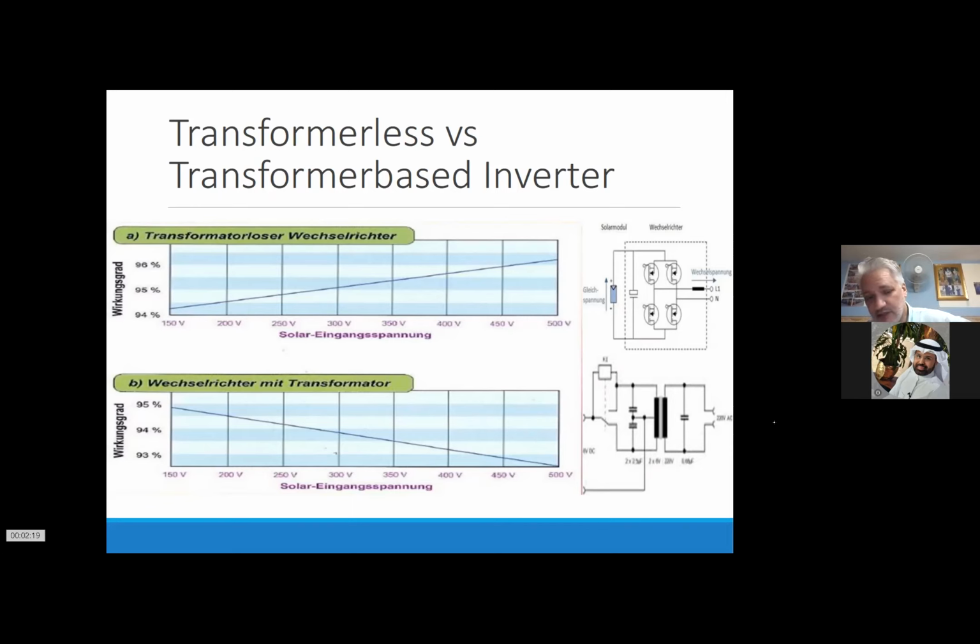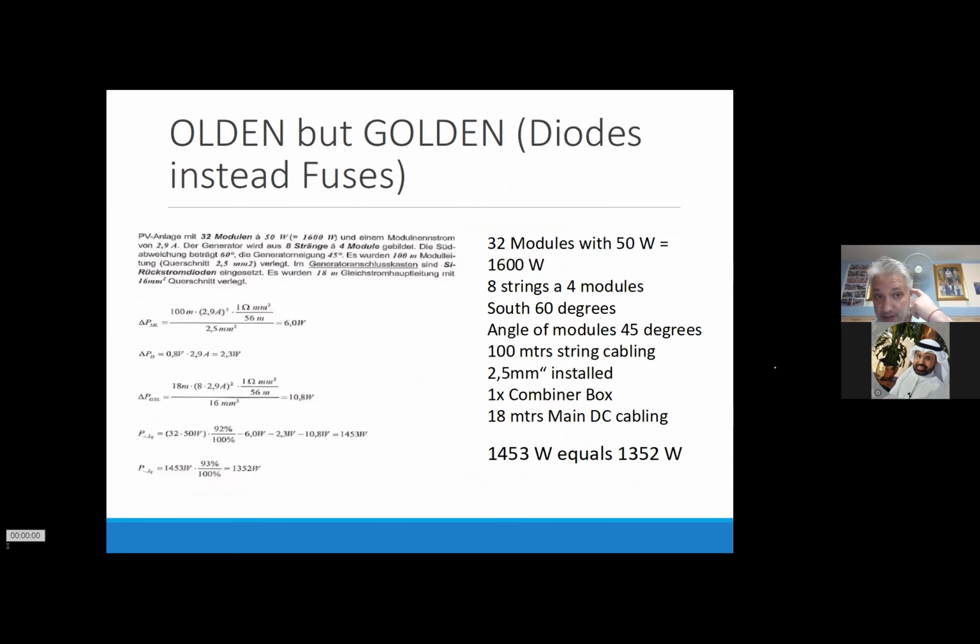And especially in hot environments, like in the desert, you should go with a higher voltage. That's old from my time with 50 watt modules, but you can still use that. It shows you how much from 1600 volt you actually get energized after combiner boxes, after main DC cabling, after 100 meters installed, after using 2.5, 4, 6 millimeter.